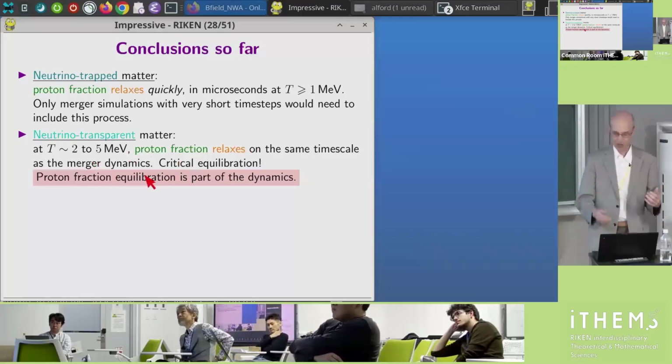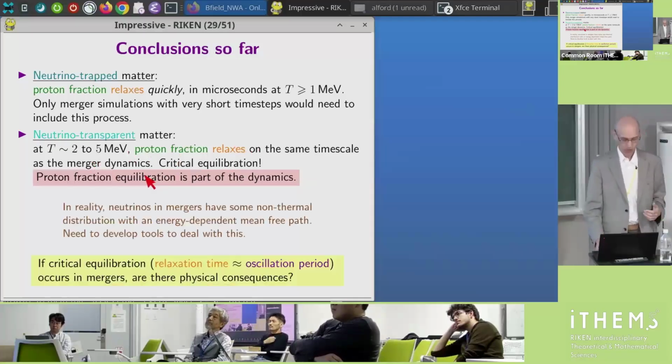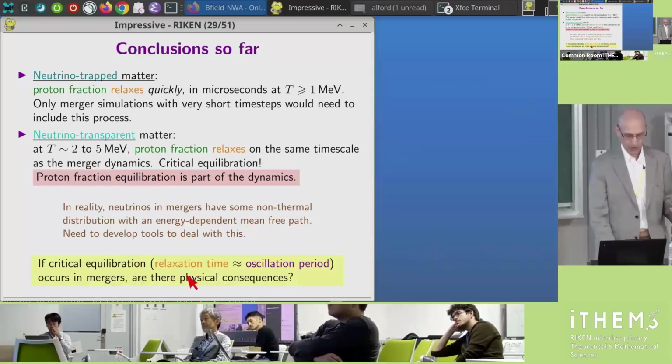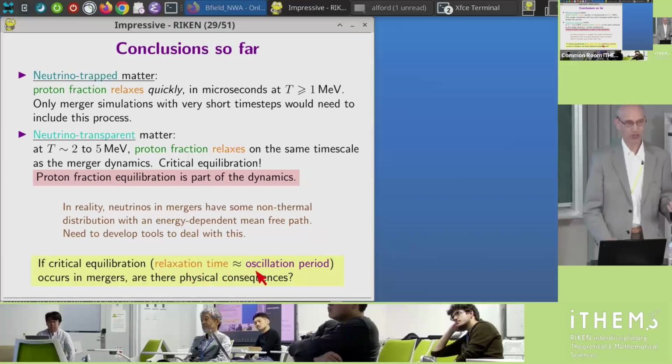You can't neglect it. So what are, by the way, in reality, the neutrinos, this gets to the question. They have an energy-dependent mean free path. It's really quite complicated, but we're sticking to these two extreme cases just to get started. So what are the physical consequences of having the relaxation time being comparable to the oscillation period? What are the physical consequences of this?